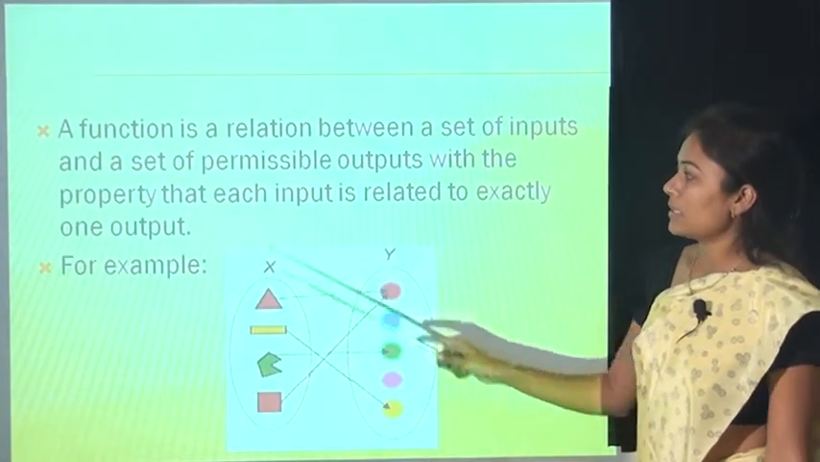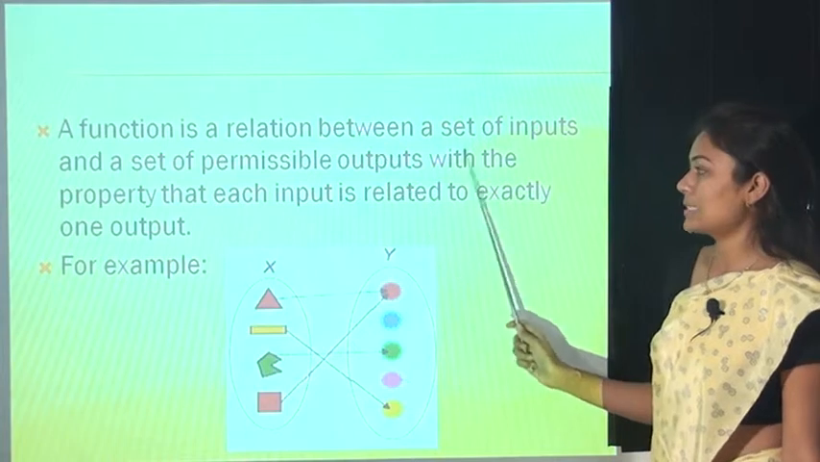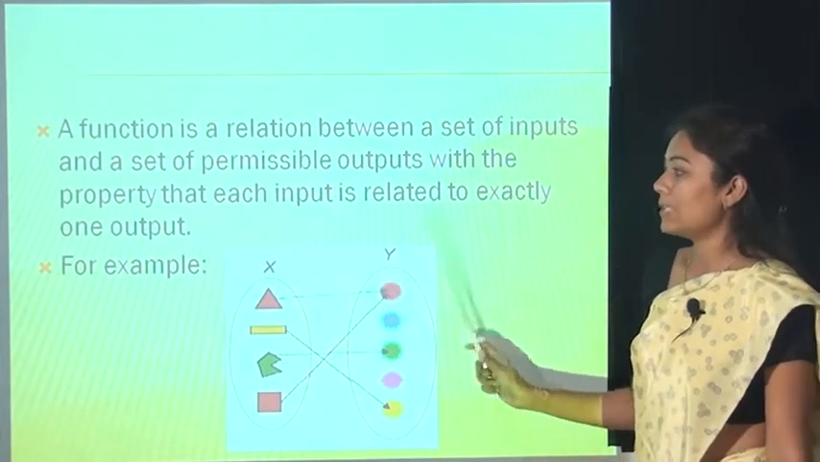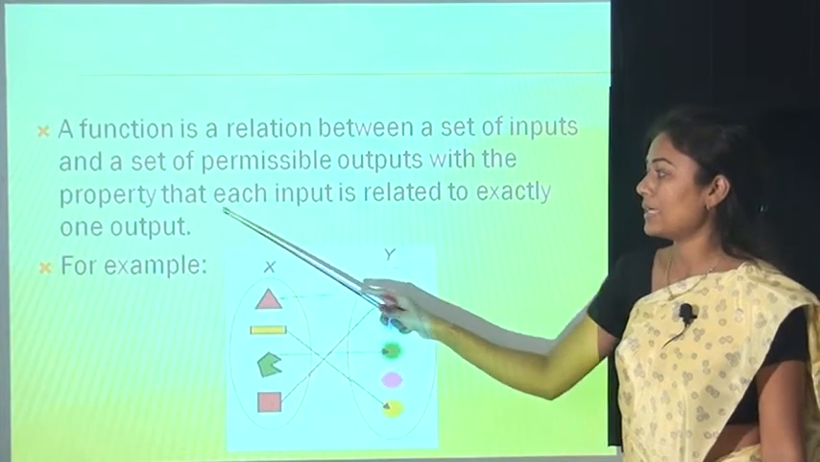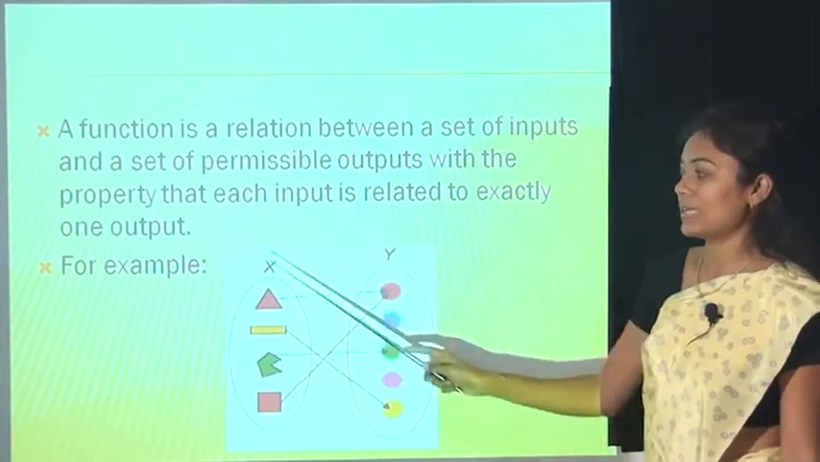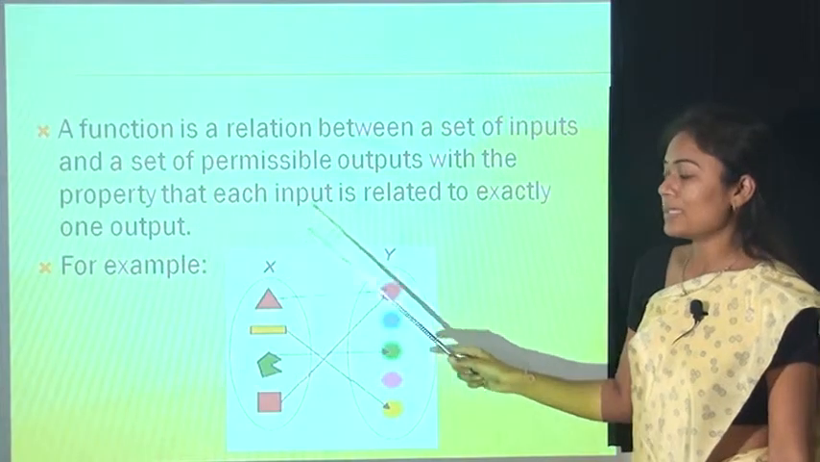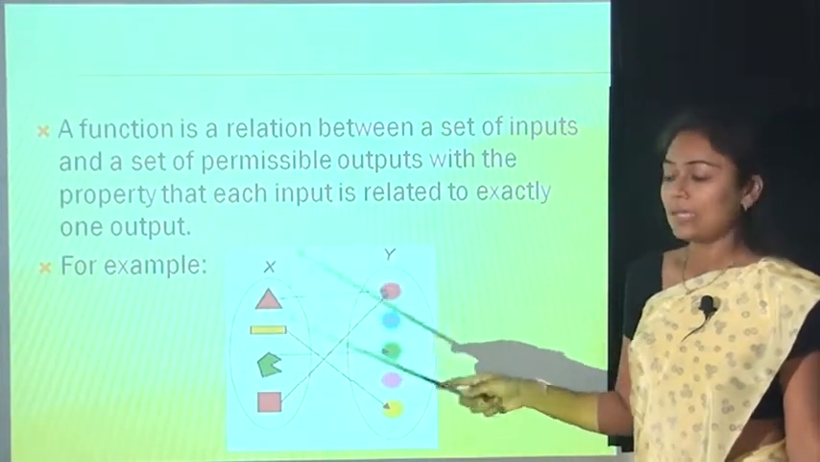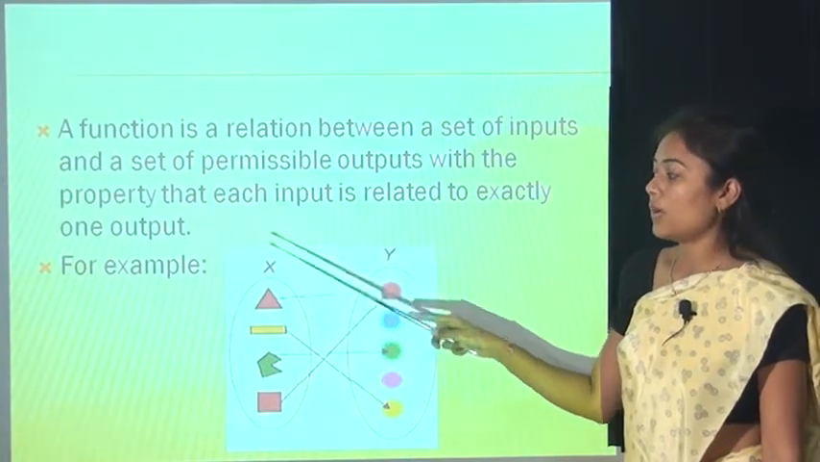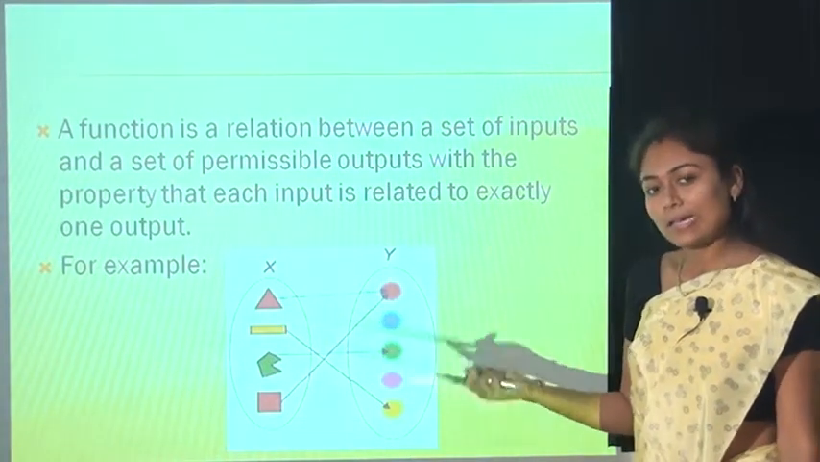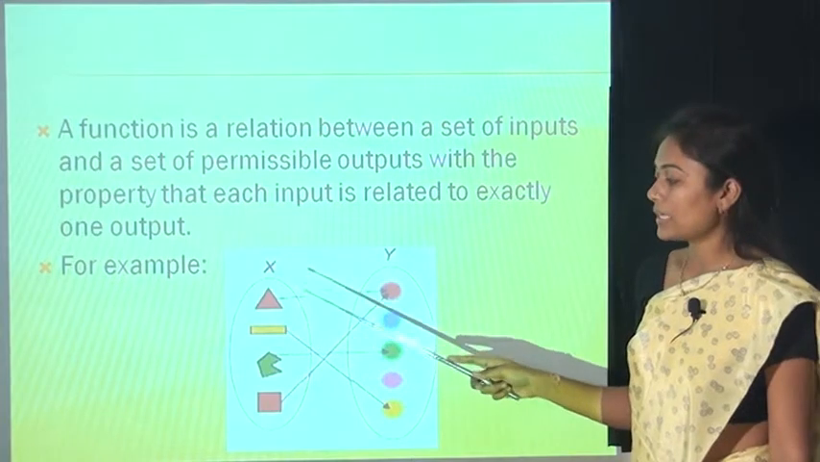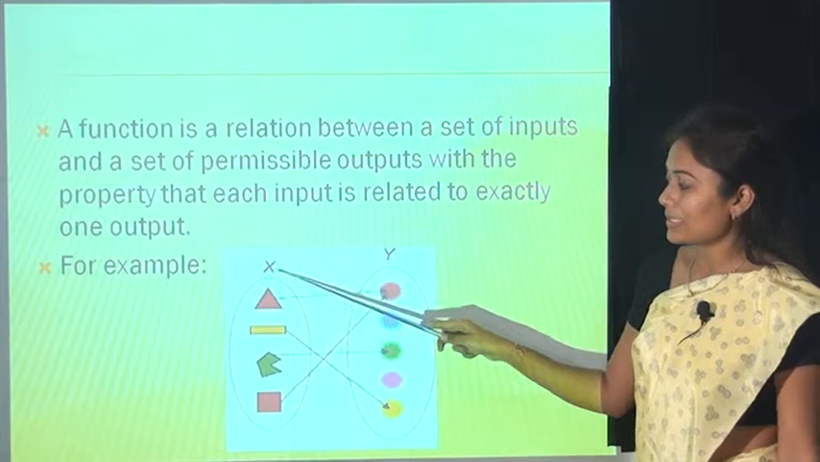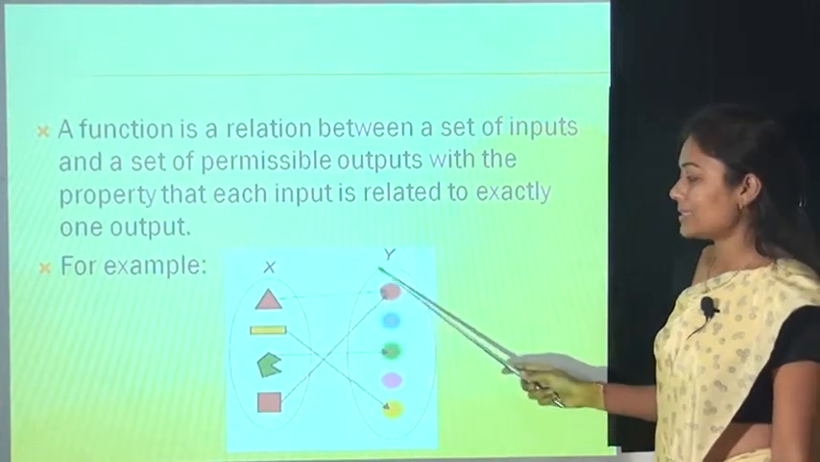Now a function is a relation between a set of inputs and a set of permissible outputs with the property that each input is related to exactly one output. That means in a function, suppose you have one set in which you have one input and it is related to exactly one output. For example, you have two sets. Suppose there is a set X, and the second set is set Y.